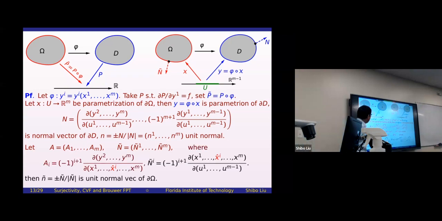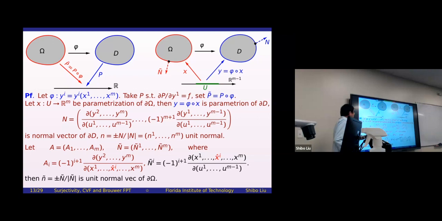Similarly, Ni theta, the component of N theta, is given by the Jacobian determinant of x1, ..., xn without xi, with respect to the parameters u1, u2, ..., u_{n-1}, up to the sign. Then you can see that N theta is precisely the normal vector of the boundary of omega given by the parametrization x. Remember our formula for computing the normal vector from a parametrization of a surface. Again, you normalize it, you get a small n theta, up to the sign, which is an outward unit normal vector.